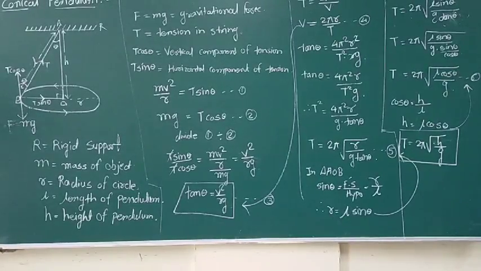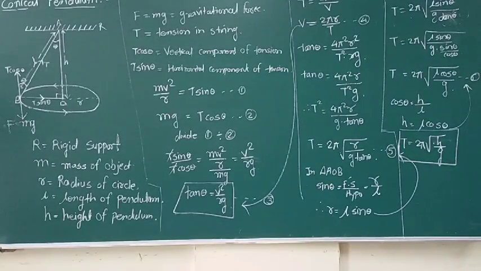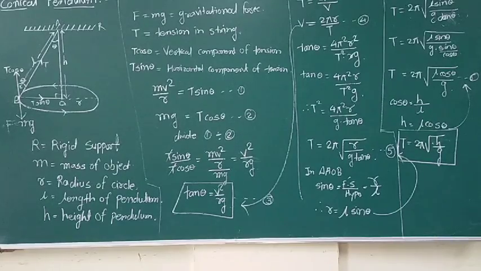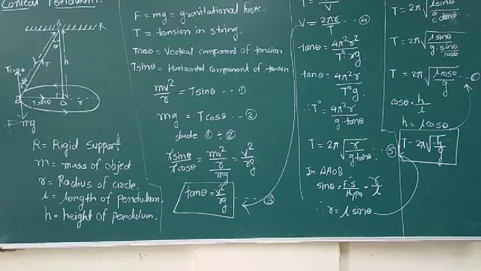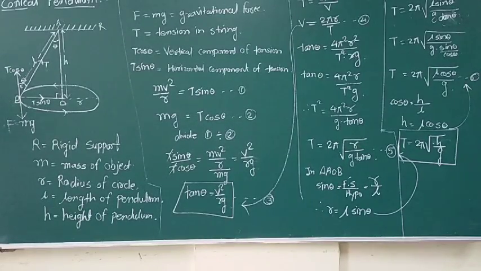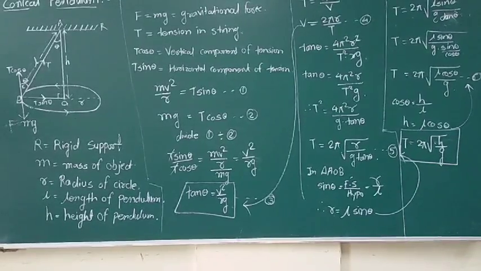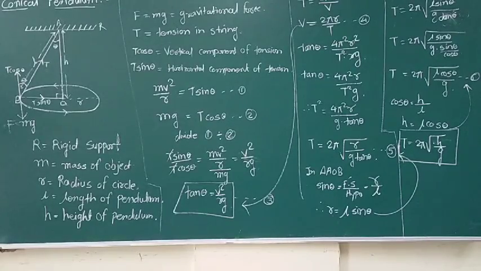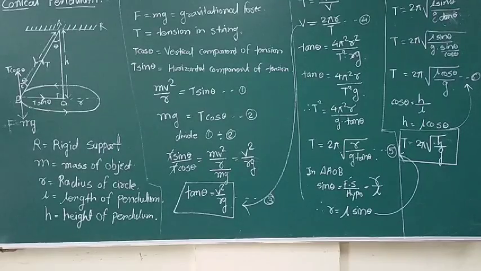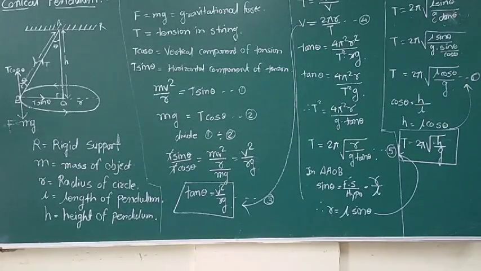Again we use the triangle AOB. Now we find the cos theta. Cos theta is equal to adjacent side upon hypotenuse. The adjacent side is the height of the pendulum and the hypotenuse is the length of the pendulum. Therefore cos theta is equal to h upon L, so we get h is equal to L cos theta. Now substituting in equation number 6, we get T is equal to 2 pi under root h upon g.